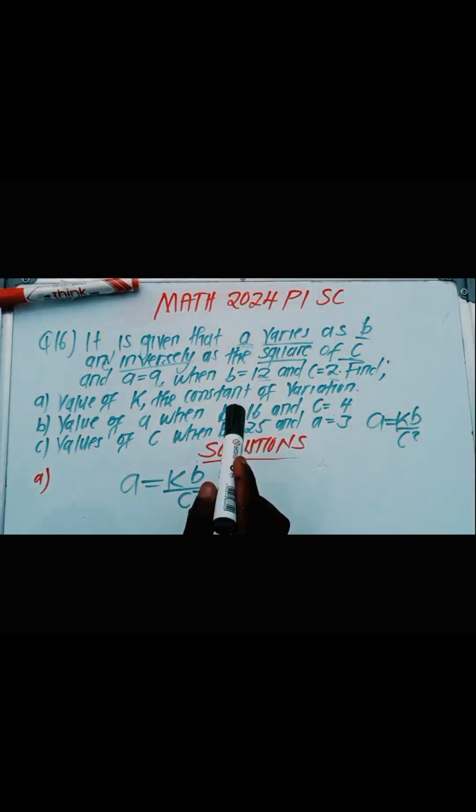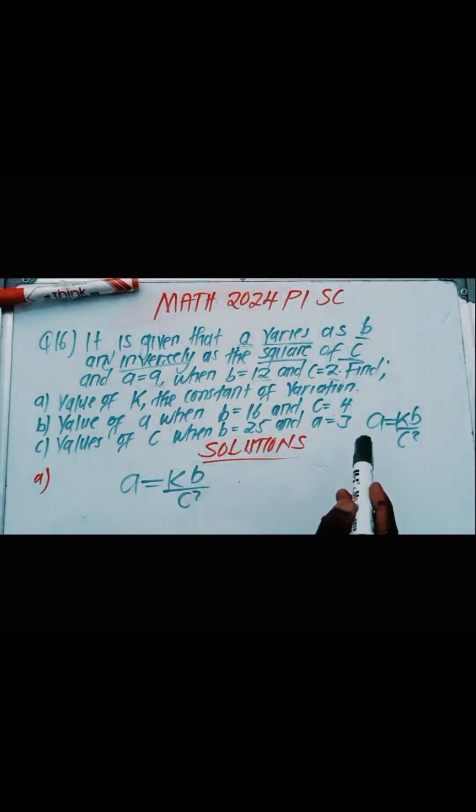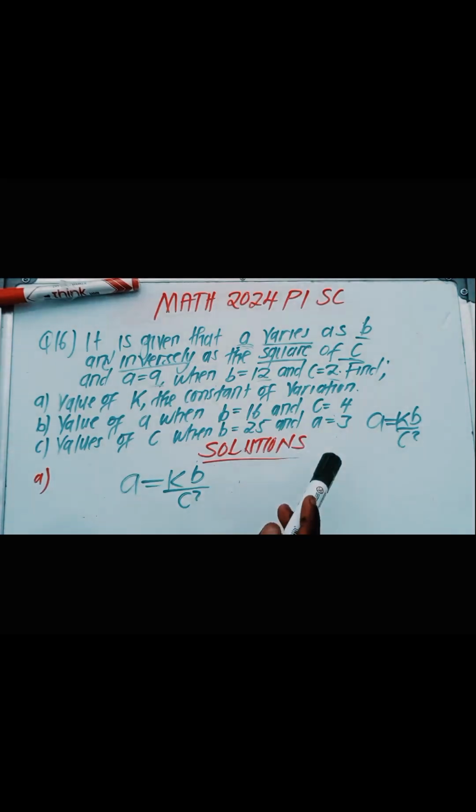This K is the constant of variation, and because of that, it has to appear in each and every equation you need to make. I hope you are getting me. If any question is based on variation, you need to put K there. How do we put K? By changing this sign, which was here, with an equal sign, together with a K. So that is how we do it.